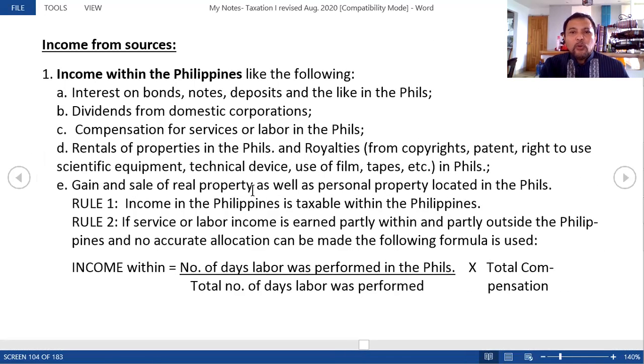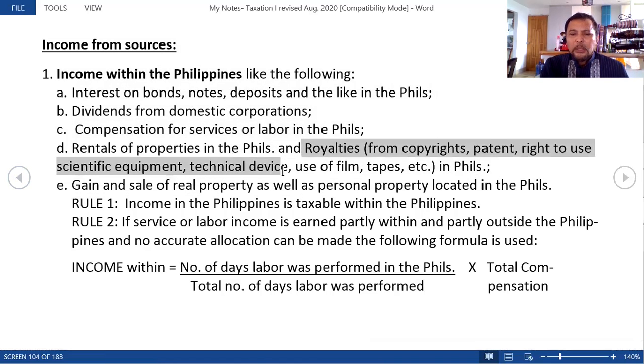Okay, let's go to the different sources of income. The first one are income within the Philippines, such as interest on bonds, notes, deposits, and the like here in the Philippines. Then dividends from domestic corporations. Then compensation for services or labor in the Philippines. The rentals of properties in the Philippines, and royalties from copyrights, patent, right to use scientific equipment, technical device, use of film, tapes, etc. in the Philippines.